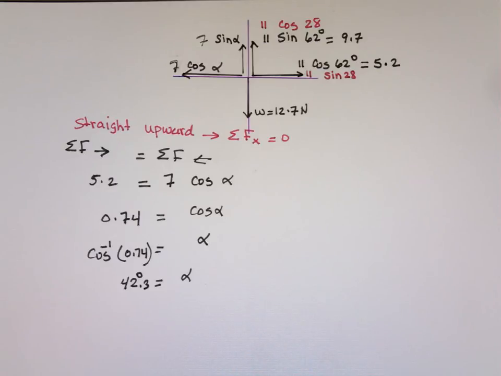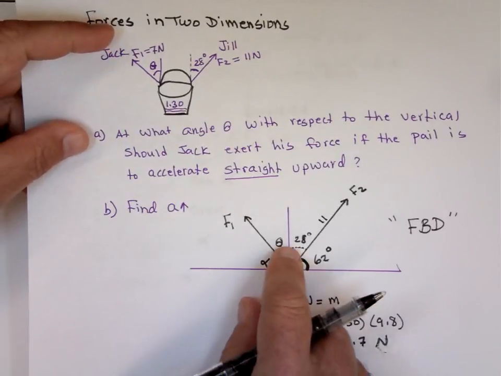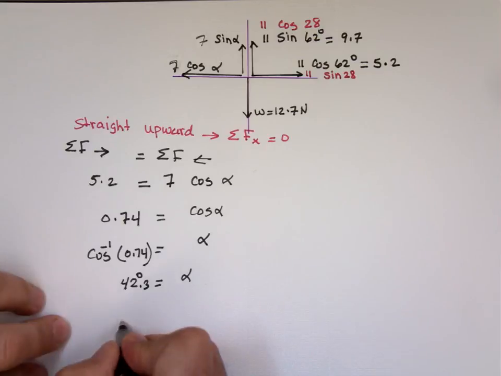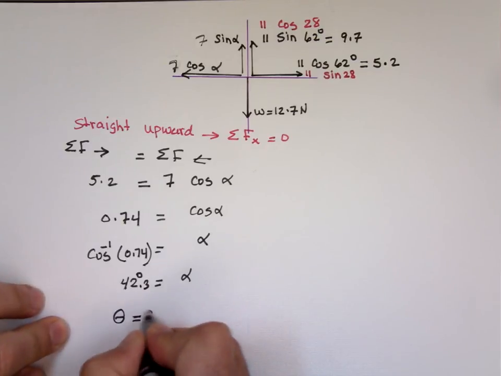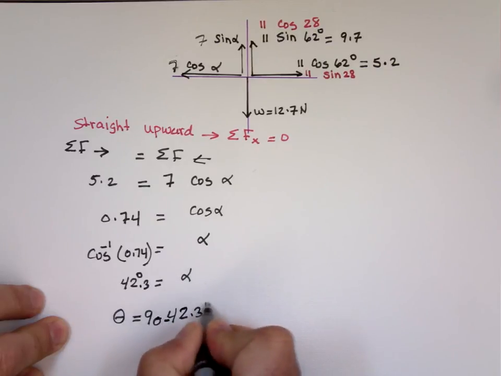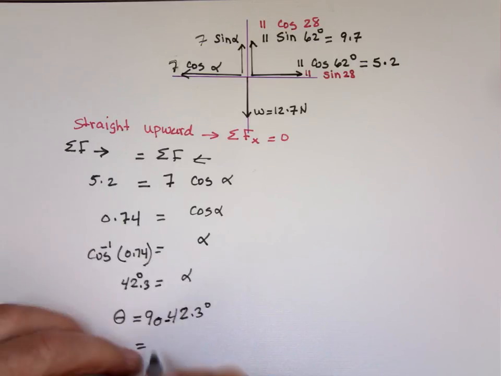So if you know alpha, can you find theta? Let's look back at the picture. If I know this angle is 42.3, can I find theta? So theta is going to be what? 90 minus that number, right? 90, not 9. It's 47.7.